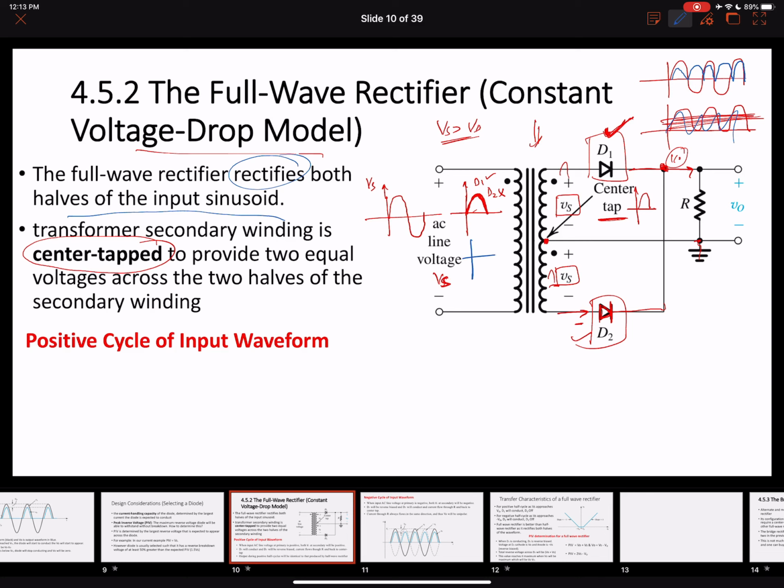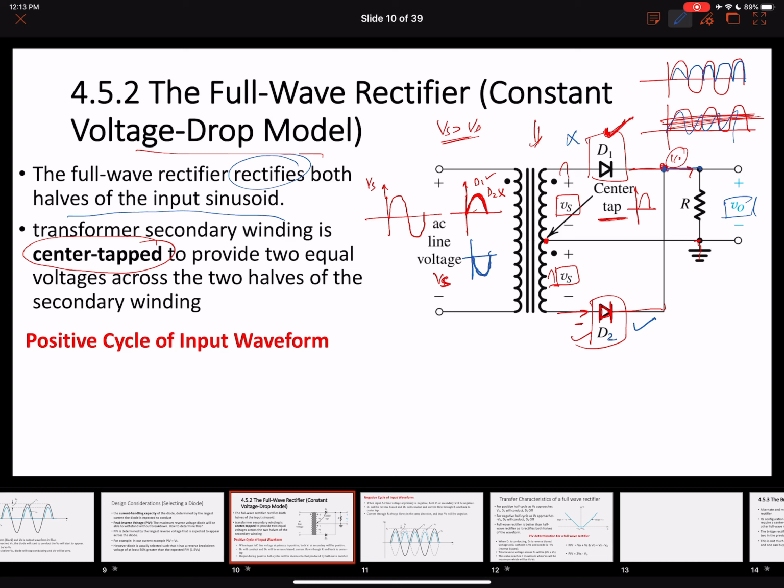And what will happen during the negative cycle? When my negative cycle is going to come in, we can see that this negative voltage is going to reverse bias this D1 and forward bias this D2. And when this D2 is forward biased, we can again see that it is directly connected to the load resistance. So again, our output voltage will be rectified. So we're going to get a positive rectification for both the positive and the negative cycles.